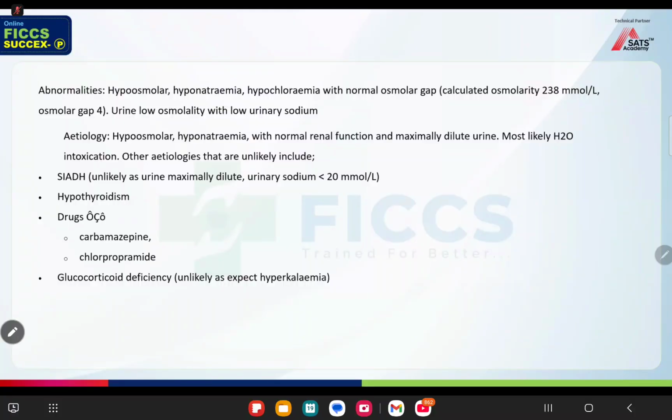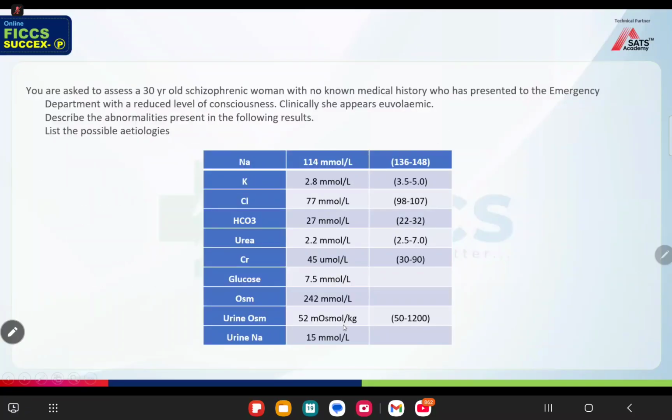Hypothyroidism, drugs, carbamazepine, chlorpropamide, and glucocorticoid deficiency. But in glucocorticoid deficiency, what will you expect? Addison's: hyperkalemia, not hypokalemia. So here the best hint was your hypoosmolar urine.